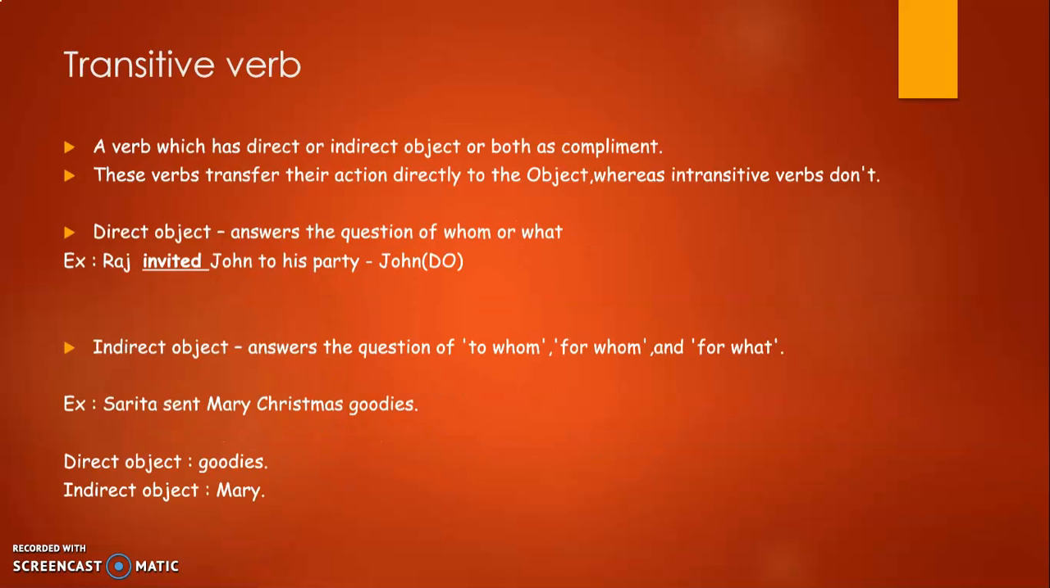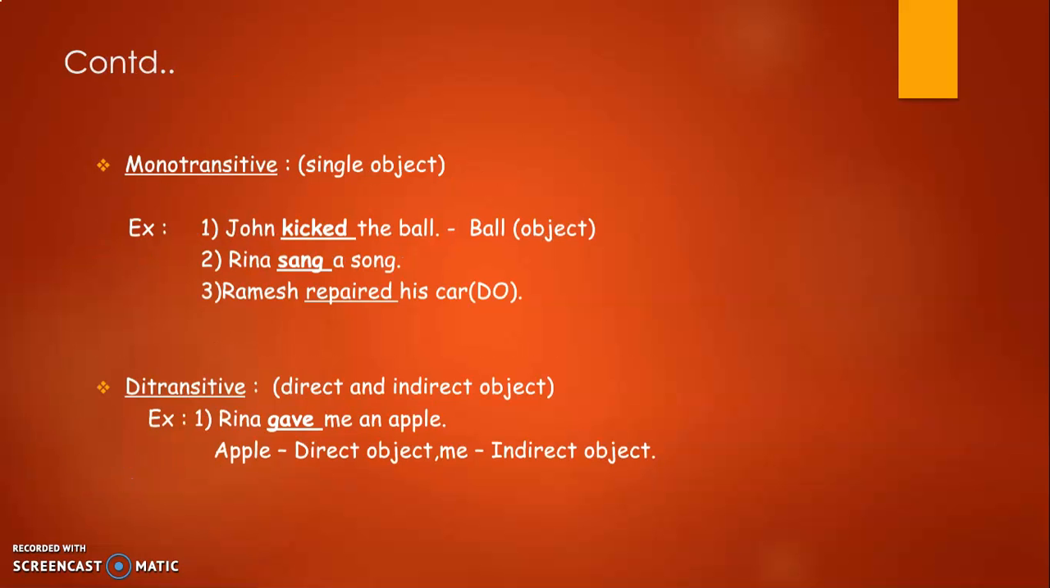Hence, Mary is the indirect object. Next, monotransitive. Transitive verbs are further classified into monotransitive verbs. That means the verbs which can take a single object. For example, John hit the ball. Here there is only one object, the ball. Hence, the verb hit is a monotransitive verb.